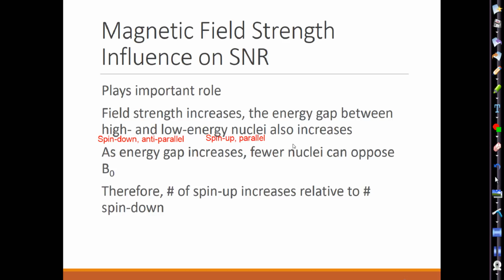So the energy gap increases at stronger field strengths. So fewer nuclei can oppose B sub 0. So more align, so that makes them more available to flip into the transverse plane. And as a result, we're always going to get more signal from our 3 Tesla magnet compared to our 1.5, just because we get a greater net magnetic vector to start with.